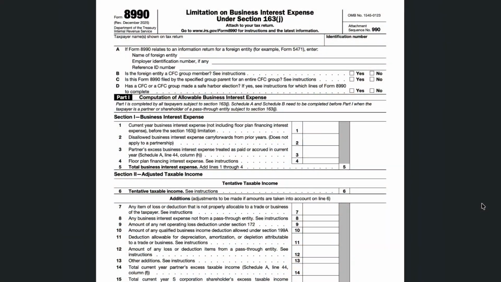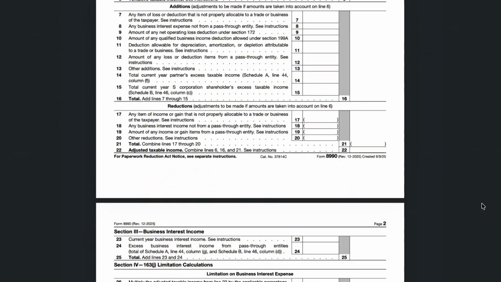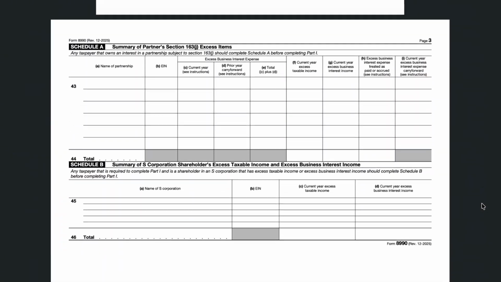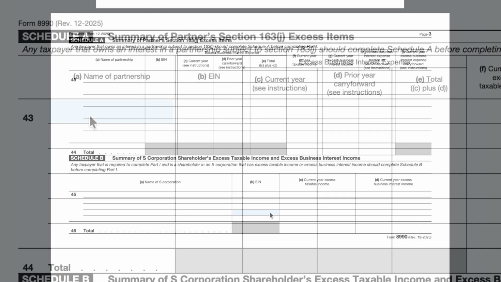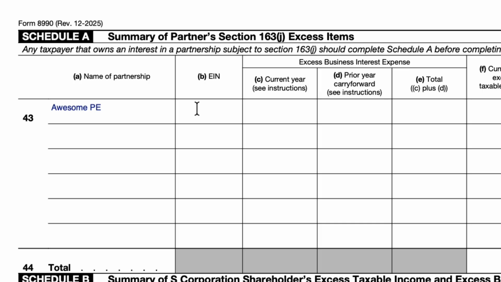Now, here is our 8990. Let's go through them line by line. But before we look at line 1, we should actually fill out Schedule A first. Name and EIN shall be straightforward.